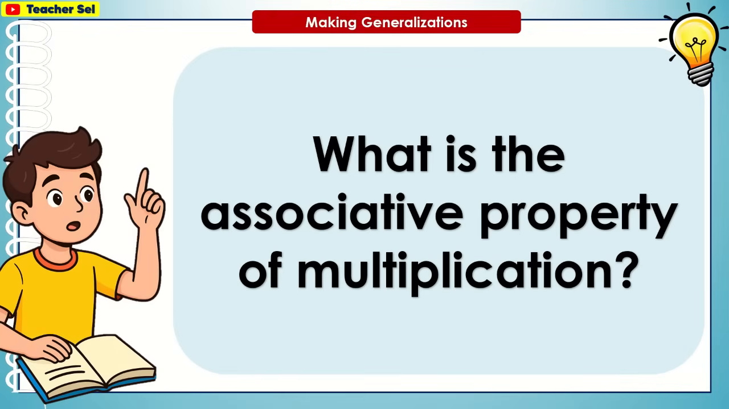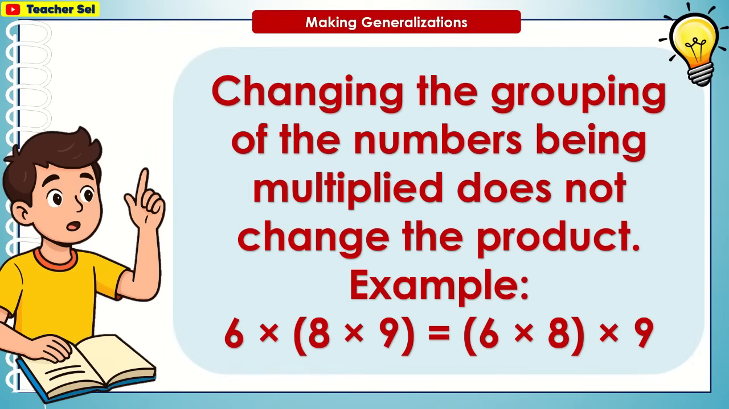What is the associative property of multiplication? Changing the grouping of the numbers being multiplied does not change the product. Example, 6 times (8 times 9) equals (6 times 8) times 9.